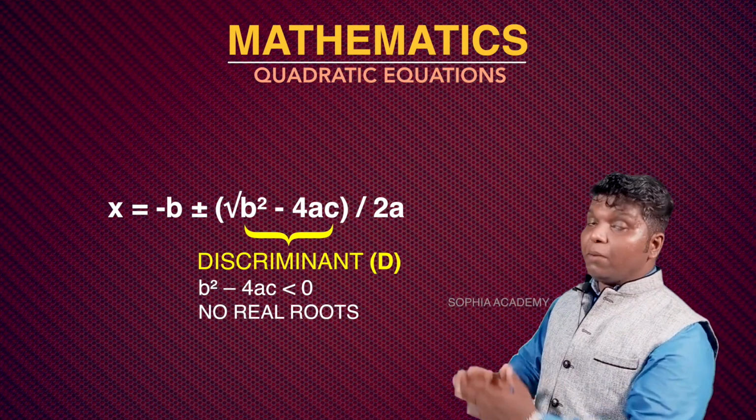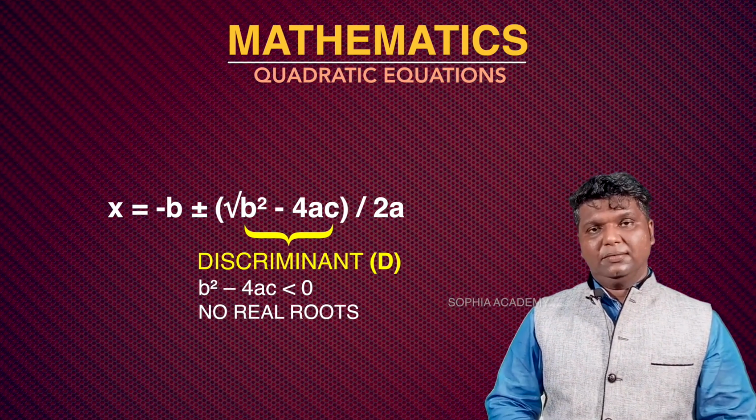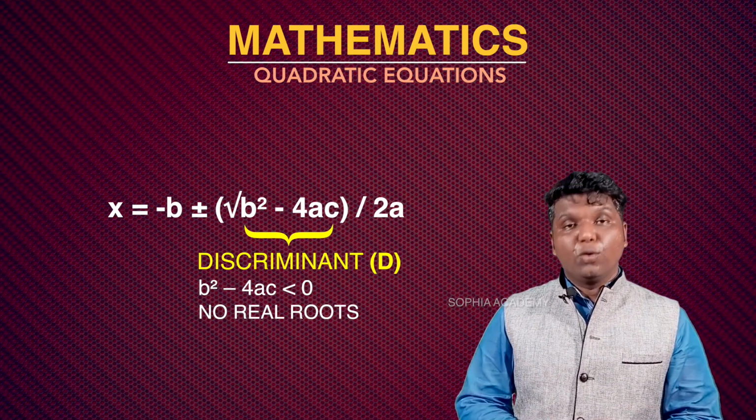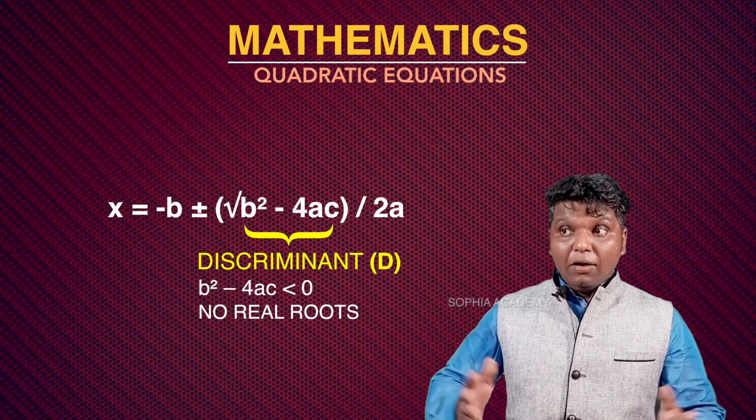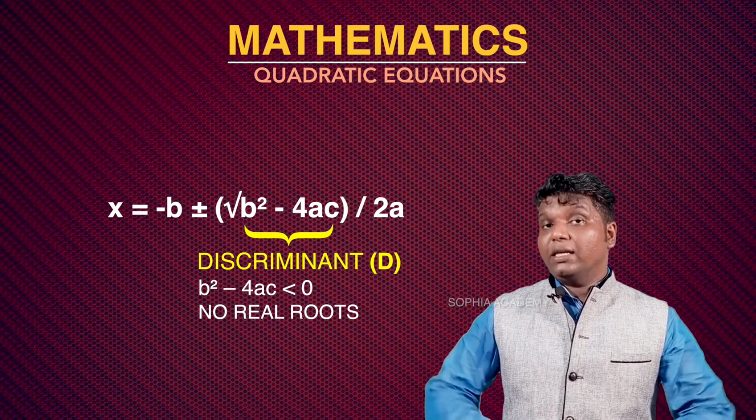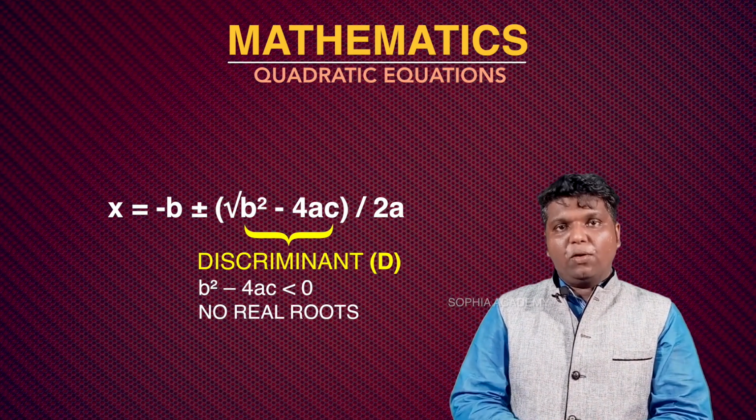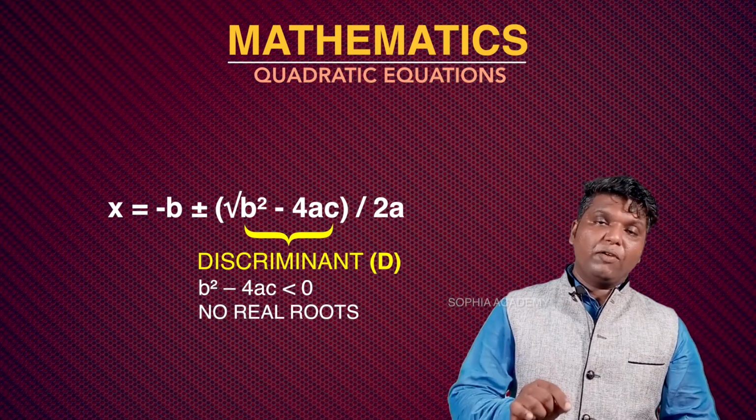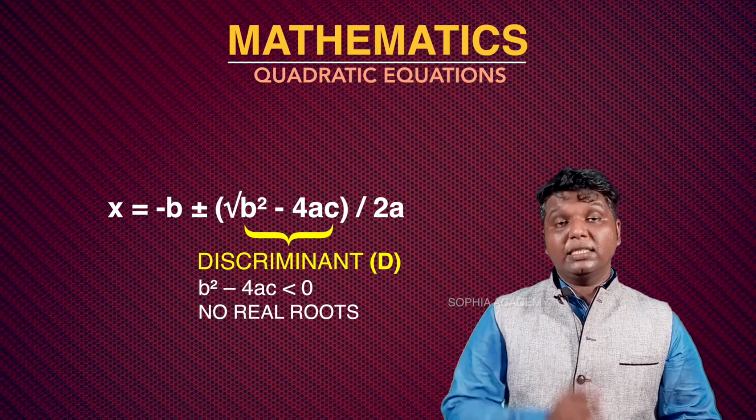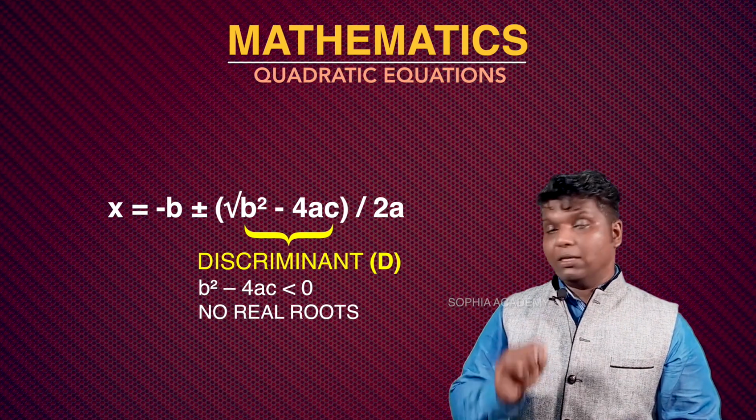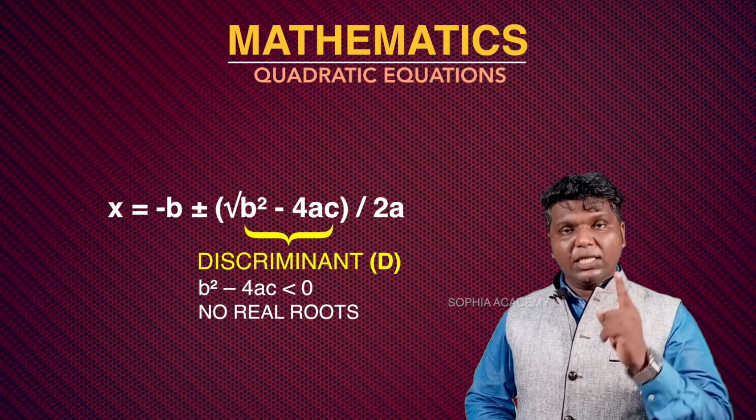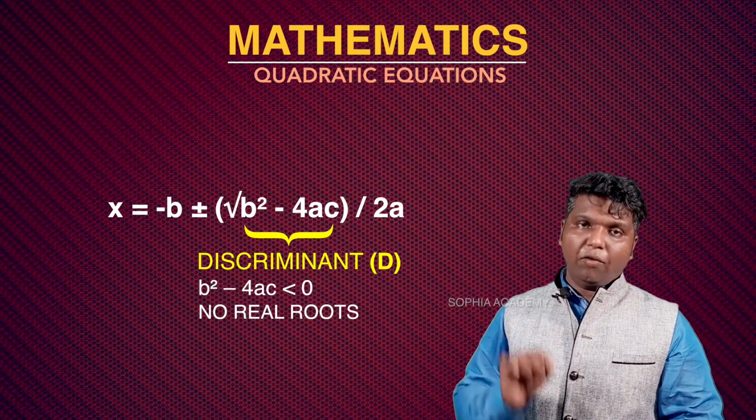So this b square minus 4ac discriminates how many roots there are, or whether they are roots or not, whether it's able to get a root or not. So that typical term b square minus 4ac is what we call the discriminant. It is denoted by the capital letter D. So capital D is equal to b square minus 4ac, called the discriminant of the given equation.